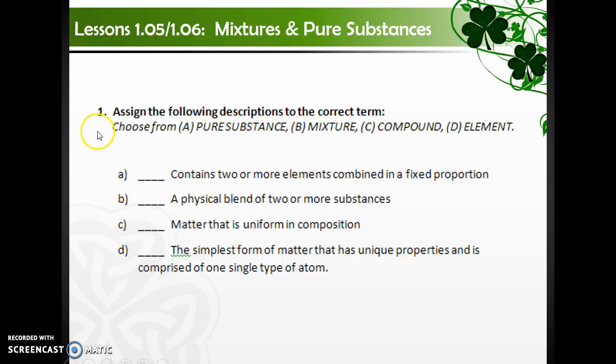Alright, so the first question is to assign the following descriptions to the correct term and choose from the following. A, pure substance, B, mixture, C, compound, and D, element. So it contains two or more elements combined in a fixed proportion, a physical blend of two or more substances, matter that is uniform in composition, and the simplest form of matter that has unique properties and is comprised of one single type of atom. So letter A is a compound, letter B is a mixture, letter C is a pure substance, and letter D is an element.